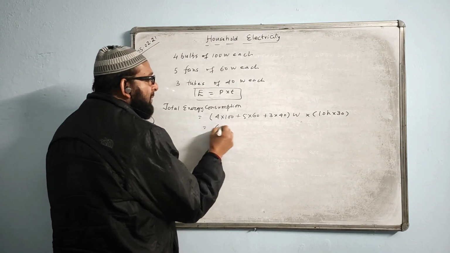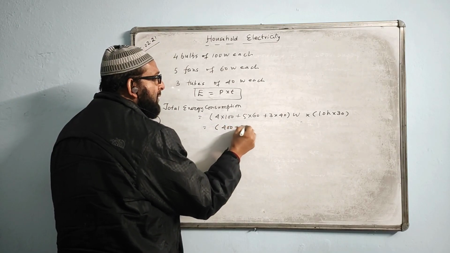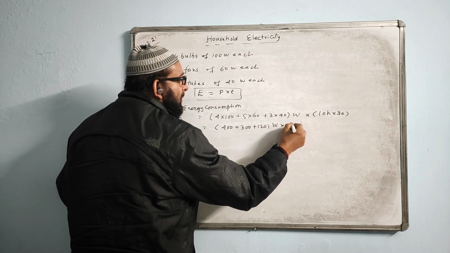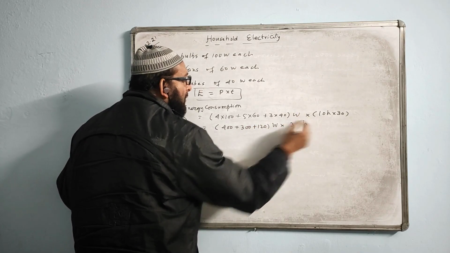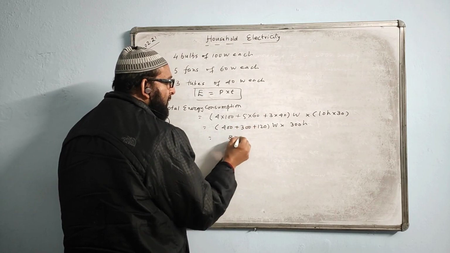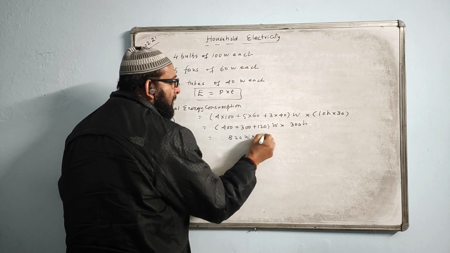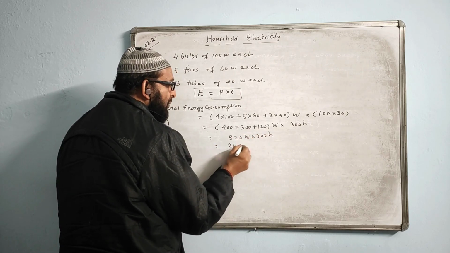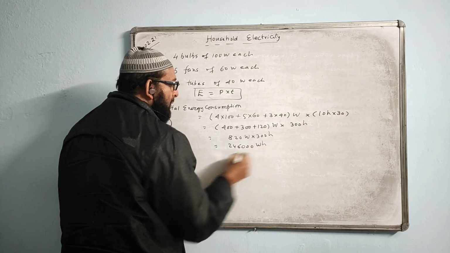Now we find the answer. This is coming 400, this is 300, this is 120 watt. This is coming 300 hours. Let us add all of them. This is coming 820 watt, 300 hours. Multiply 3 to the 6, 3 is the 24, 1, 2, 3 watt hour.